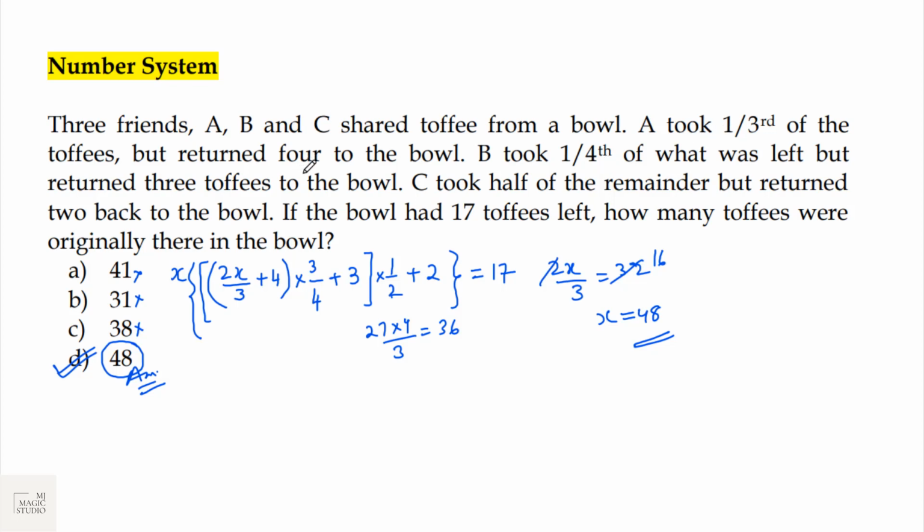Now 4 were returned. 36 minus 4 is 32. 1/3 you have taken, 2/3 is 32. 1 is equal to 32 into 3 by 2, that is 48. You can call it out and you can solve it if it is required. Let's check the next one.